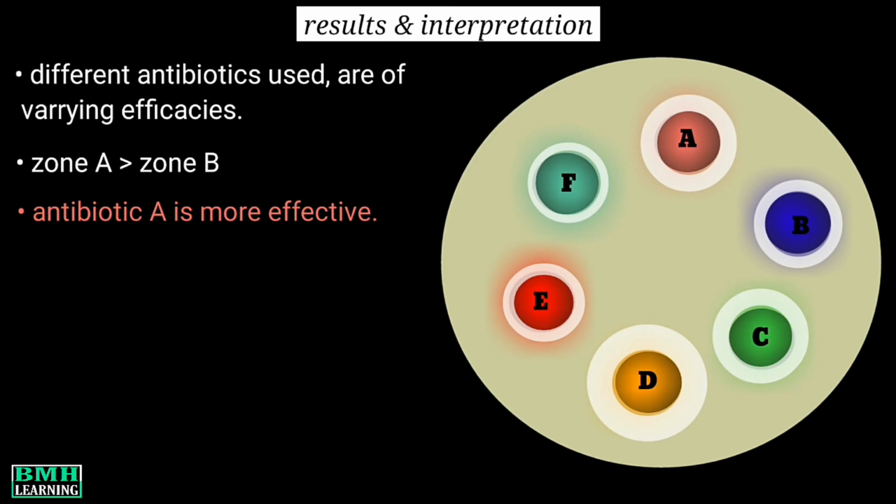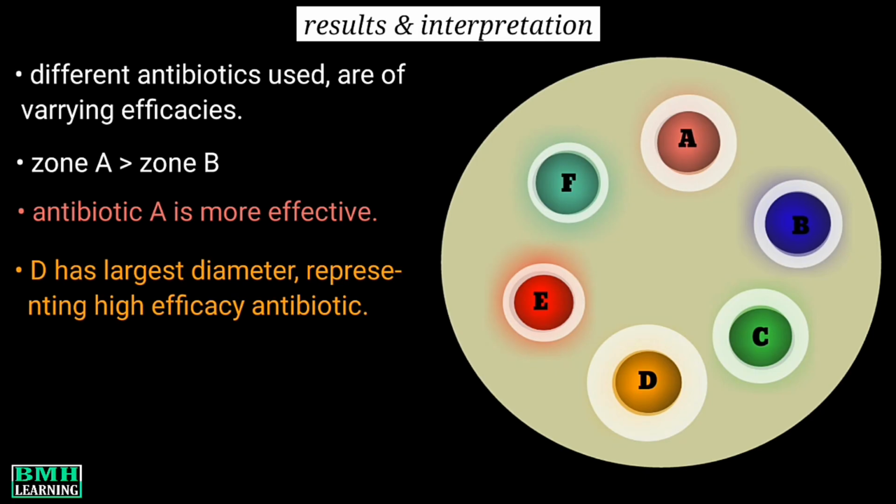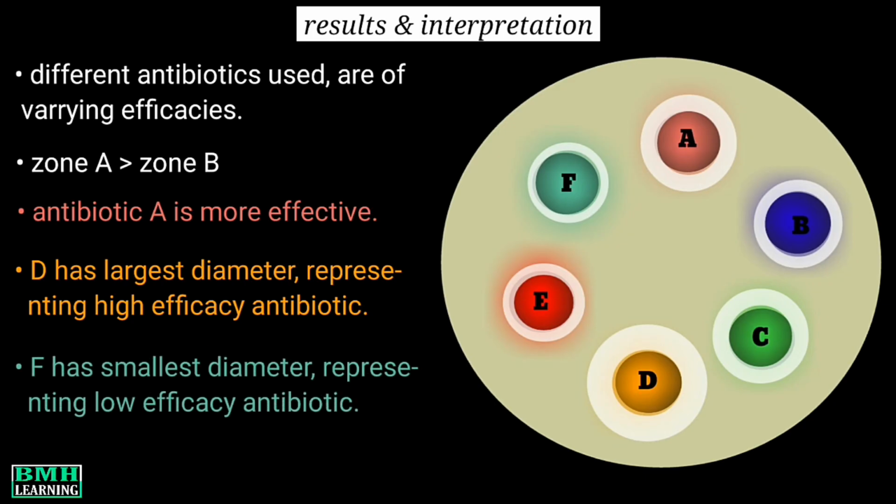Similarly, other antibiotics produce different zones of inhibition. Antibiotic D has a very large diameter of zone ring, representing a high efficacy antibiotic. And regarding antibiotic F, the diameter of the inhibition zone is small, so this one is a low efficacy antibiotic.